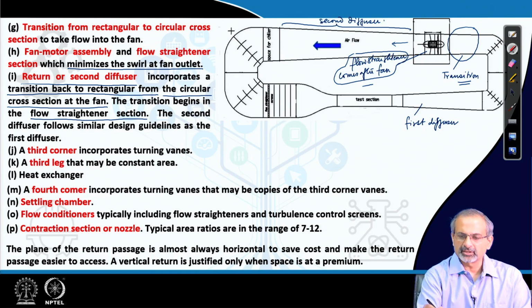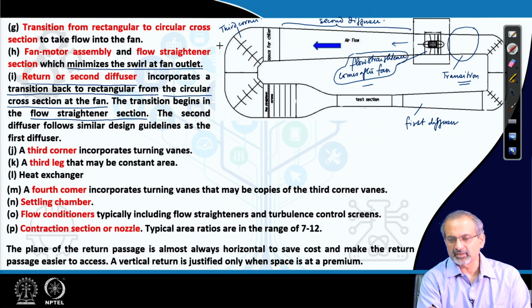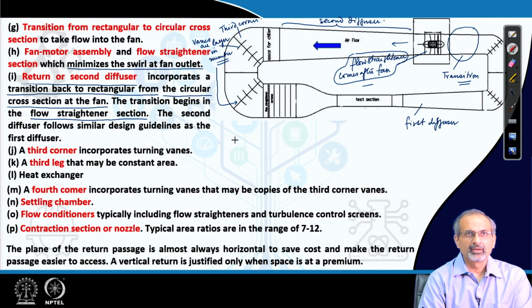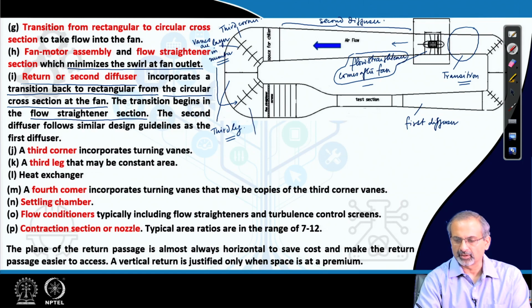Then we come to the third corner. That also incorporates turning vanes, but as you can understand that these vanes are usually larger in number and could also be larger in size. Again, there is a scope for their replication in these two corners, the third and the fourth corner. And the third leg of the tunnel lies between the third corner and the fourth corner.